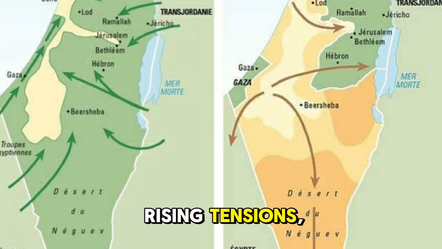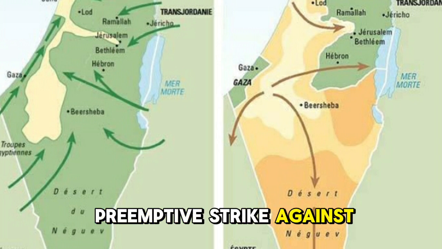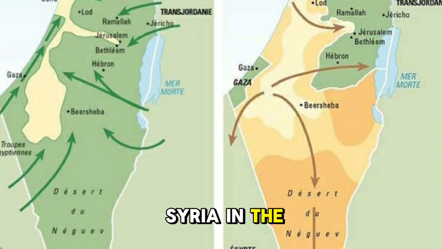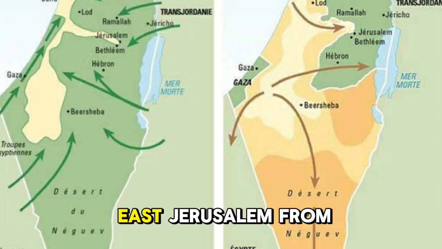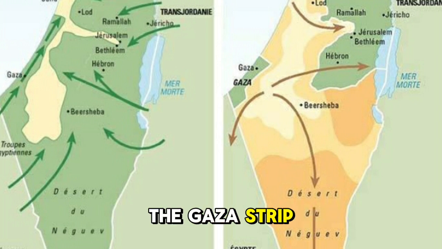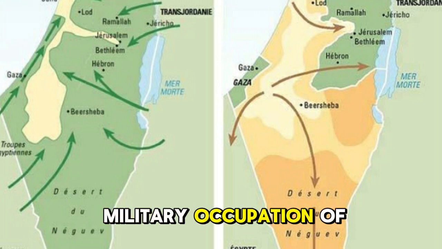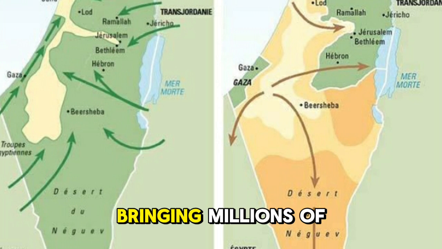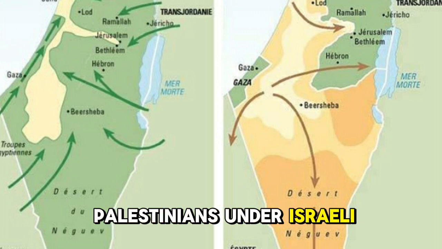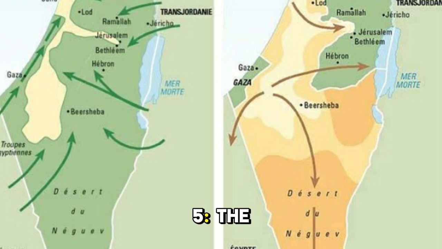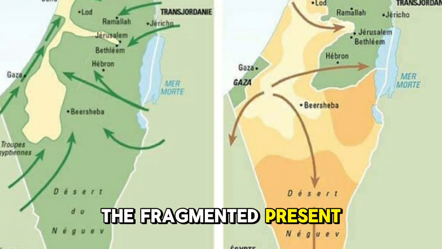Amid rising tensions, Israel launched a preemptive strike against Egypt, Jordan, and Syria in the Six-Day War. Israel captured the West Bank and East Jerusalem from Jordan, the Gaza Strip and the Sinai Peninsula from Egypt, and the Golan Heights from Syria. With this shift, Israel began its military occupation of the West Bank and Gaza, bringing millions of Palestinians under Israeli military rule.